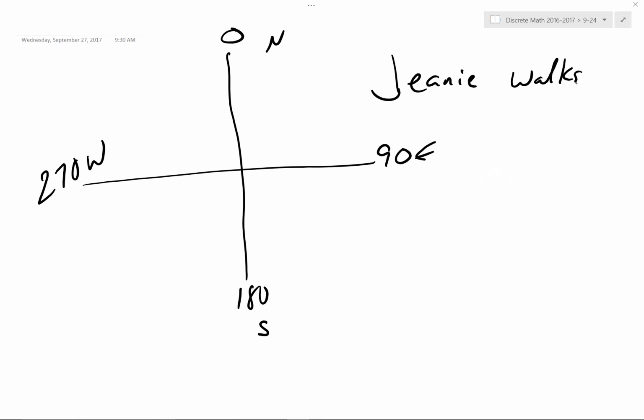Jeannie walks 70 miles. That's a long ways. I know. Roll with it. At a compass heading of 120 degrees.